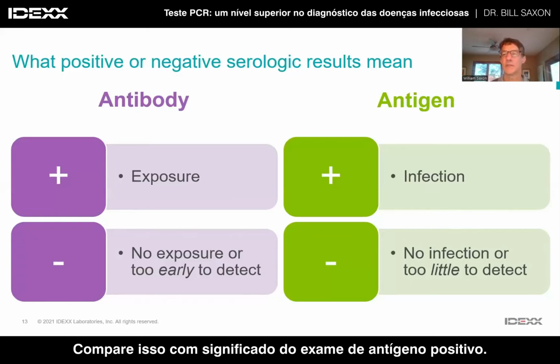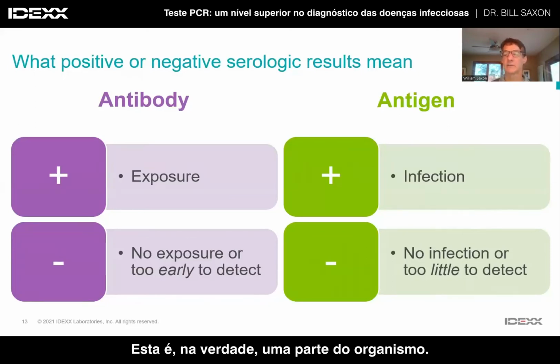Compare that to what the positive antigen test means. This is actually a part of the organism. Think FeLV again, the p27 viral antigen. A positive antigen test means you have the organism there, you found it, okay? And a good, highly sensitive antigen test that is negative means you have no infection. It's possible that there could be such a small amount of antigen that you wouldn't be able to detect that with your screening test, but that's uncommon.